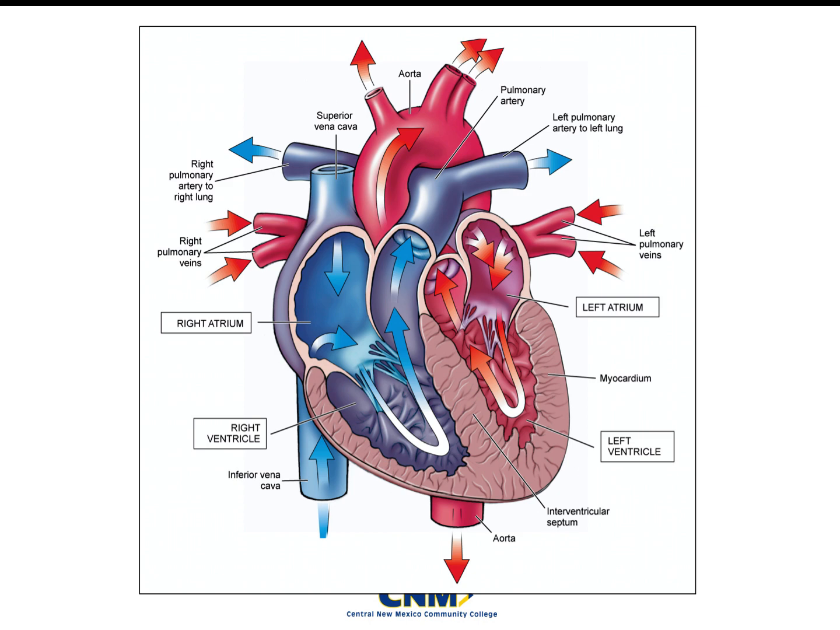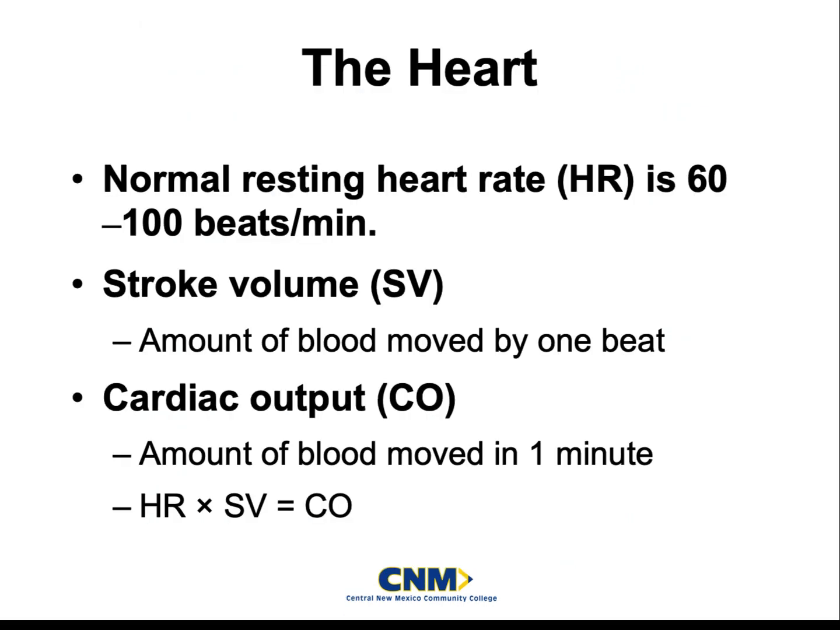The normal resting heart rate for adults is anywhere between 60 and 100 beats per minute. Okay, that's normal for us. Anytime it drops below 60, it's a concern. Anytime it gets above 100, it can be a concern as well.